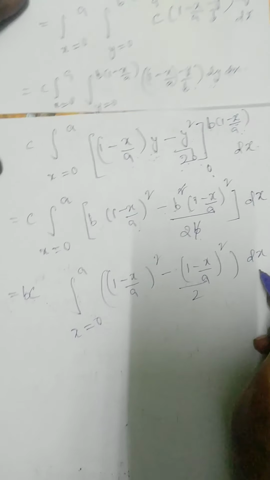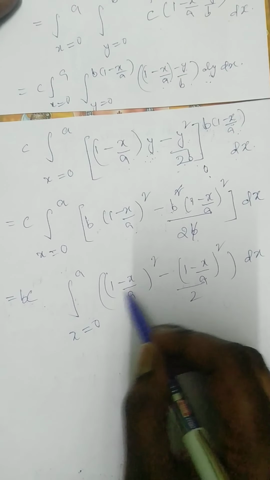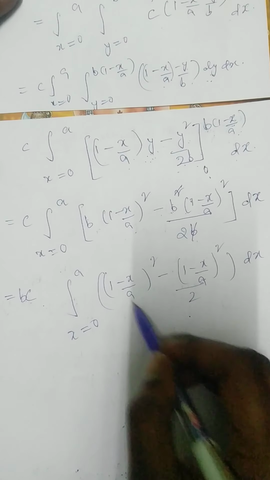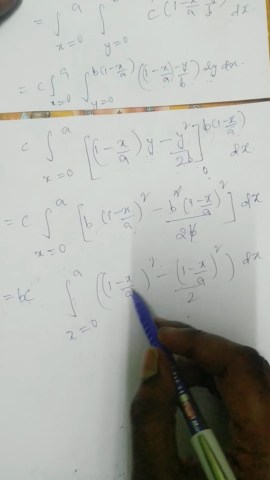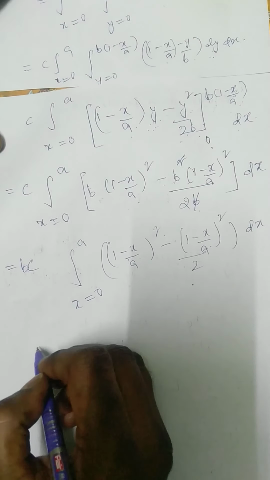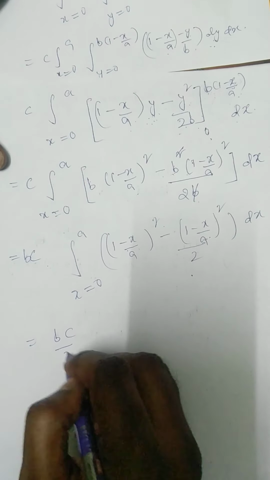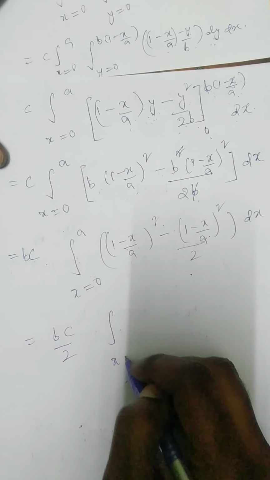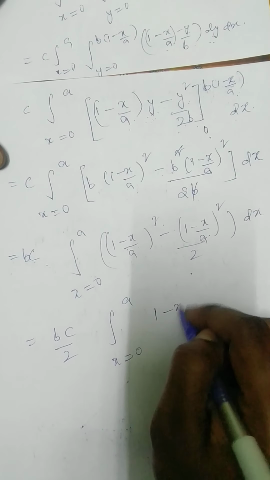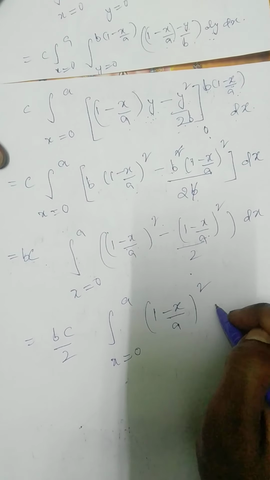Now clearly we can see, if I take 1 minus x by a whole square common, 1 minus 1 by 2. 1 minus 1 by 2 is what? 1 by 2 only. So 1 by 2, that equals BC by 2 into integral x equals 0 to a of 1 minus x by a whole square into dx.